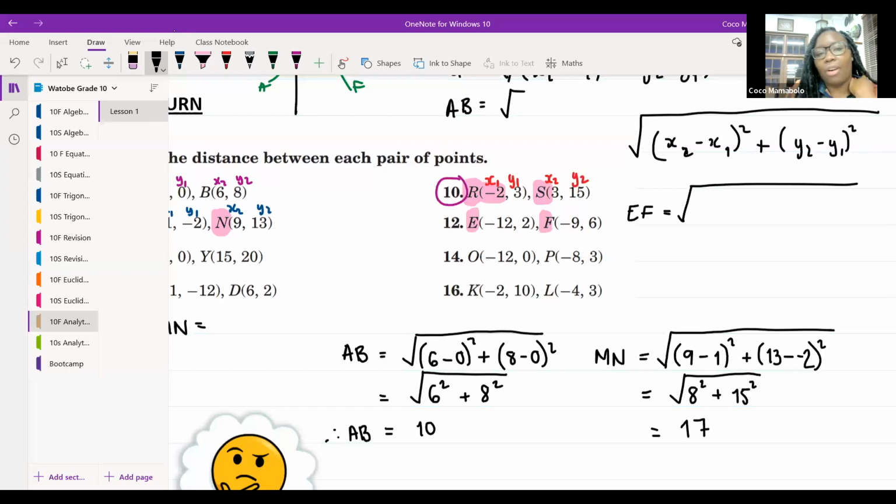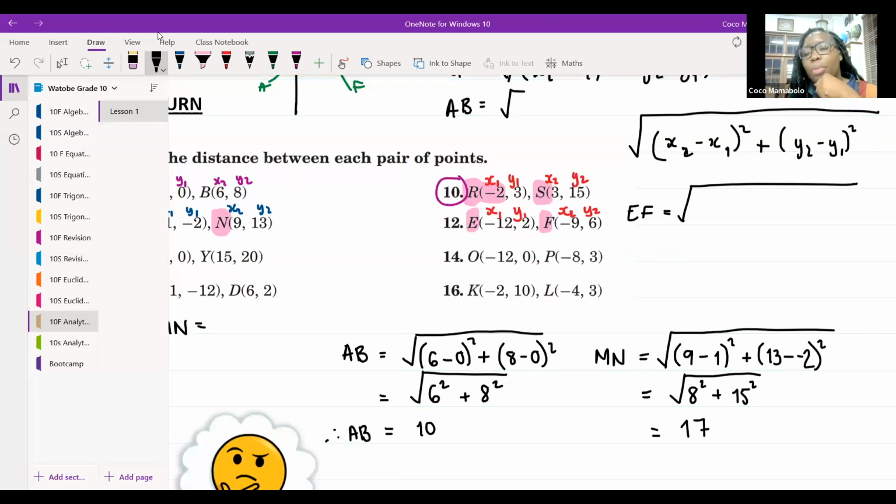Now I'm going to take the values of E, and I'm going to call this x coordinate x1. And if this x coordinate is x1, what is this y coordinate going to be? It's going to be y1. Good, y1. What about the ones for F? It's going to be x2 and y2. Excellent. Okay, so we're following each other.